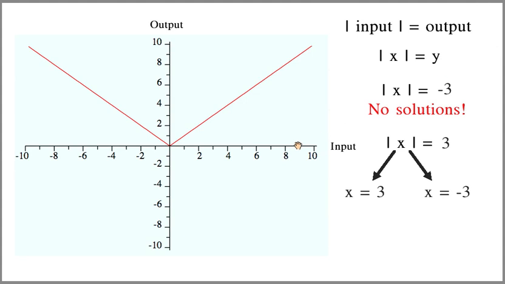And you can see that on the graph. If I let x equal 3 and chase it up, and then chase it over to the output value, you see that y is equal to 3. If I let x equal negative 3 and chase it up and over to the output, you see that once again y, or the output, is equal to 3. So there's 2 answers here. X can be 3 or x can be negative 3.